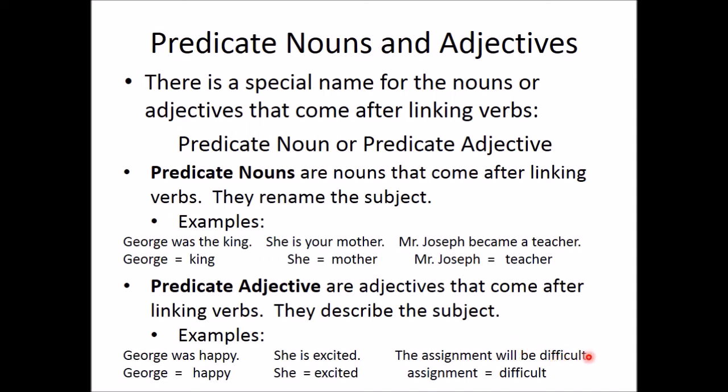The assignment will be difficult. Difficult is an adjective. It's a describing word. It is describing the assignment, and the state of being verb will be is linking the adjective difficult to the subject assignment. Assignment equals difficult. Okay, so that is linking verbs with their predicate nouns or predicate adjectives.